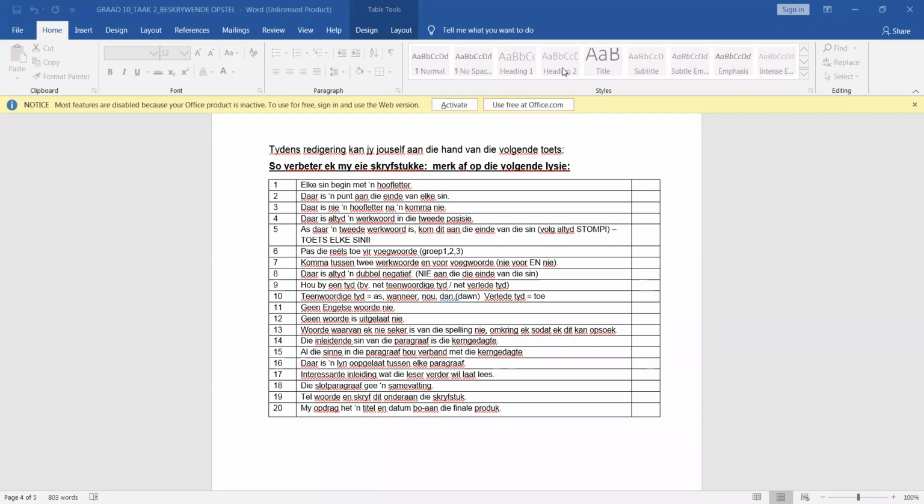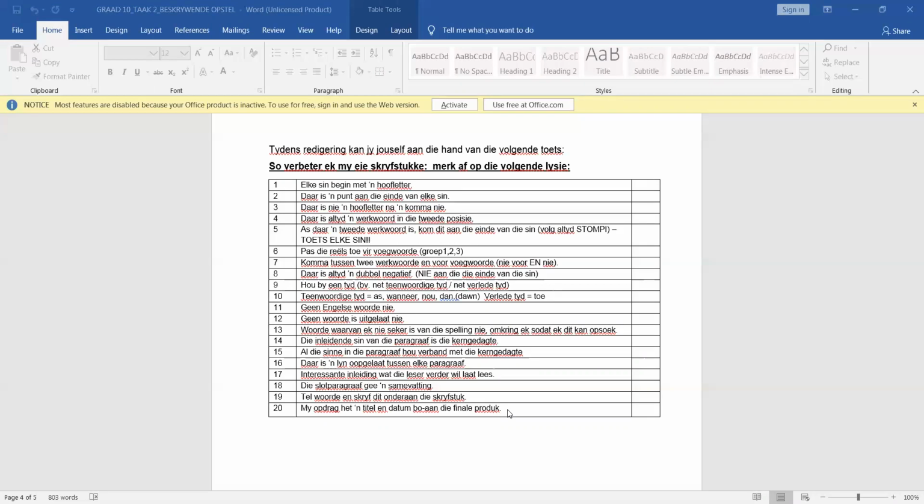Good morning, welcome back. In the last video, I spoke about the checklist that I give to my learners when they write their pieces. So this checklist I actually got from some of the grade 10 to 12 assignments that the Department of Education would send. So I think that this is a very good checklist that actually encapsulates everything that needs to be there.